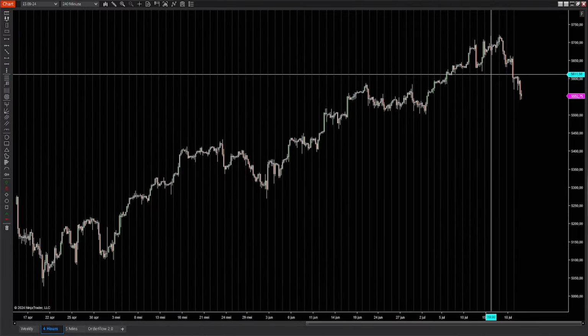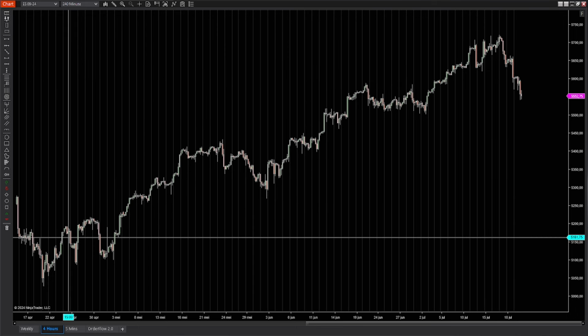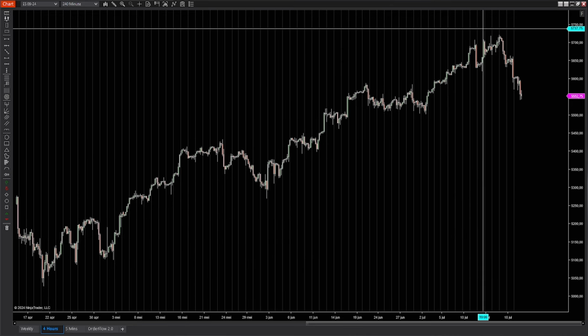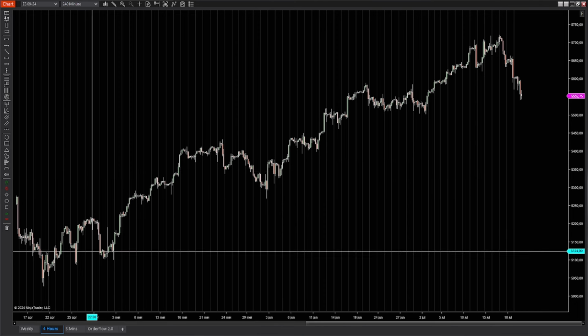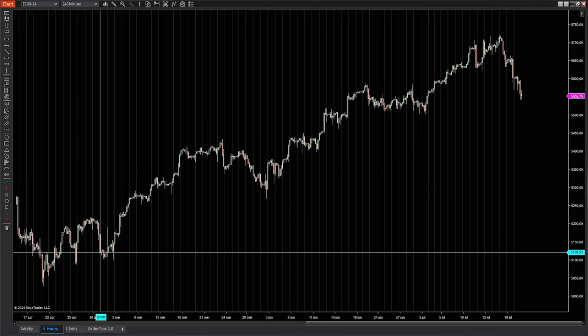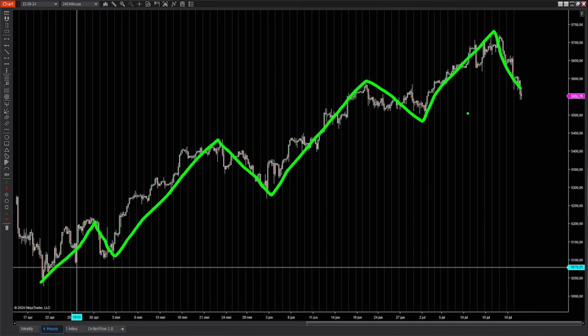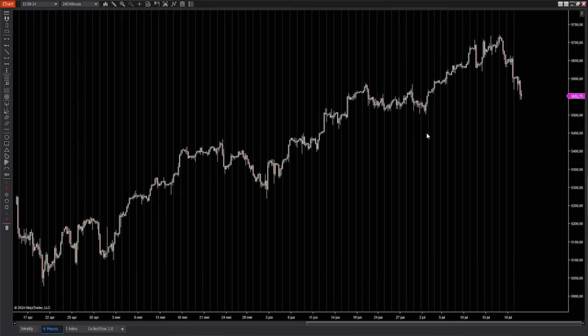What we see here is an ES mini chart on the 4 hours. So the first thing we notice directly is that we are in an obvious uptrend. As we know, an uptrend consists of higher highs and higher lows. As we see right here, we've got higher highs, higher lows, which is pretty obvious.